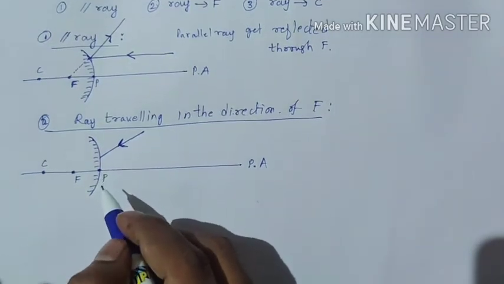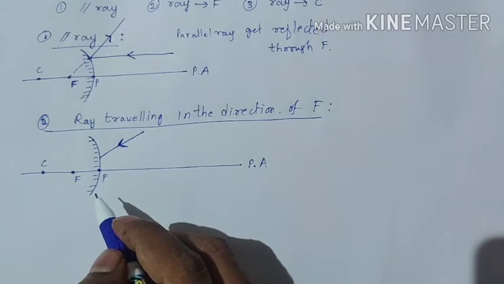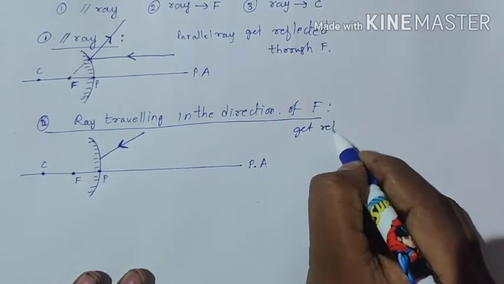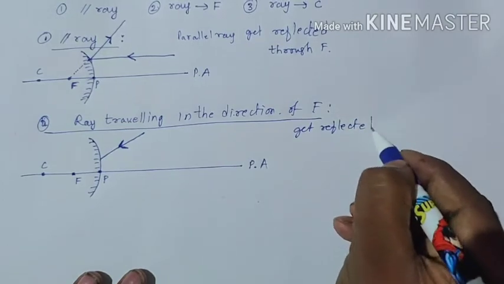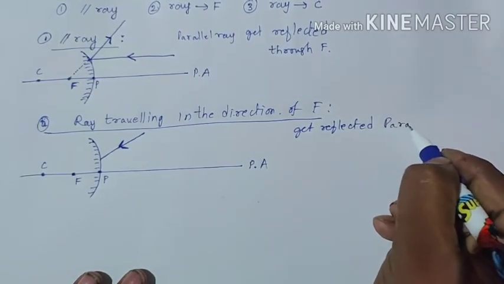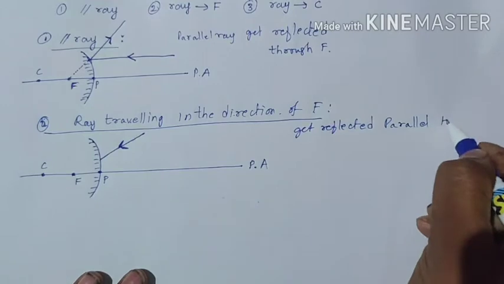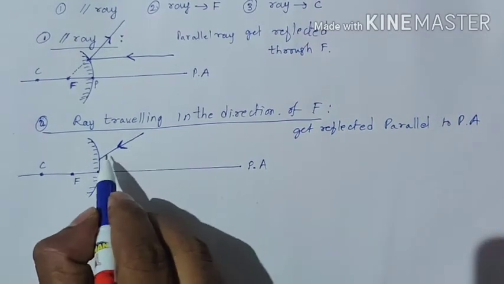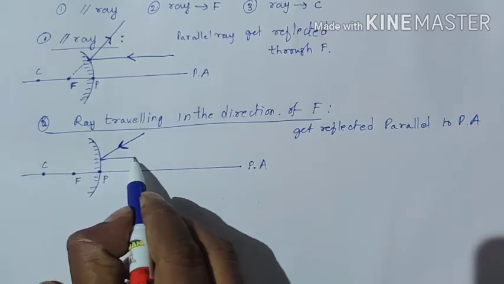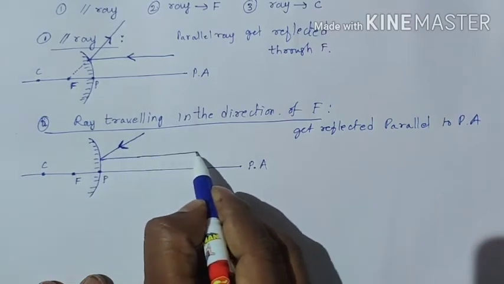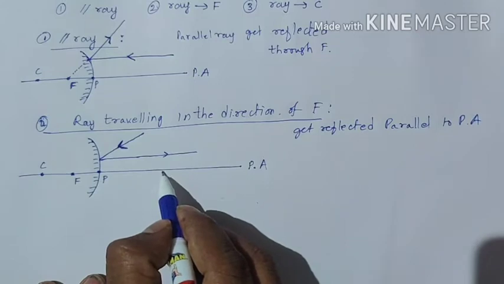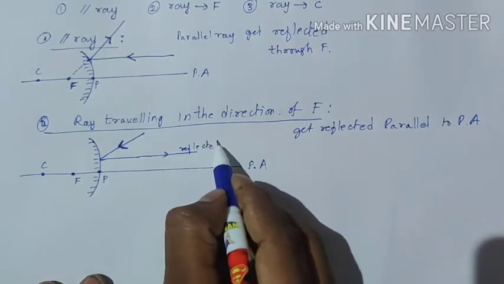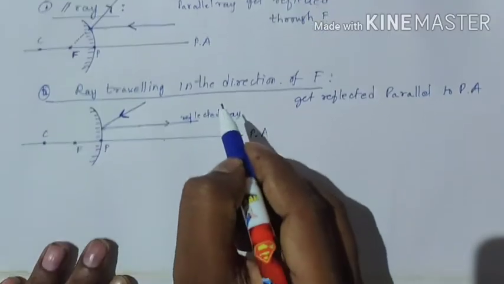We know that every ray passing in the direction of focal point gets reflected parallel to the principal axis. So this should get reflected parallel to the principal axis in this way. So this is the reflected ray which is parallel to the principal axis. This is the second one.